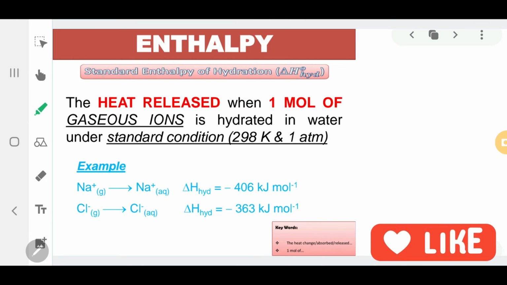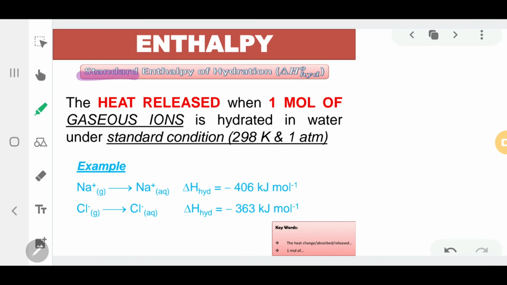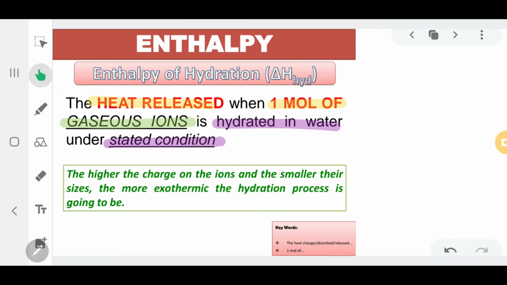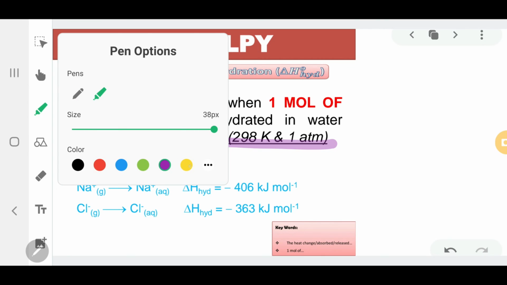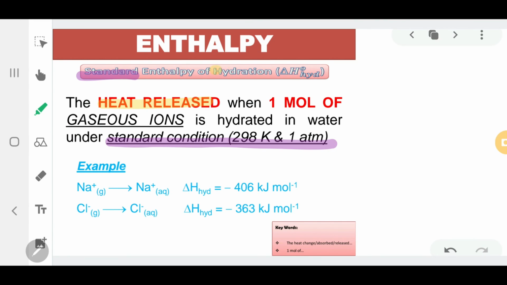For the standard enthalpy, it's the same as what we have looked at for the other 4 before we reach this point of this video. When you have the word standard in front of the enthalpy, you're just going to change the stated condition into standard condition right here. Okay, so standard condition is the same, which is 298 Kelvin and 1 atmospheric pressure. Still, the heat's going to be released for hydration, and 1 mole of gaseous ions added or hydrated in water.